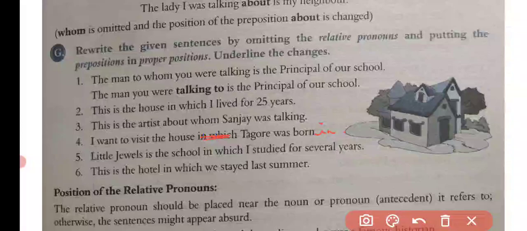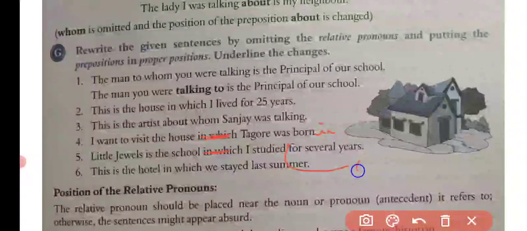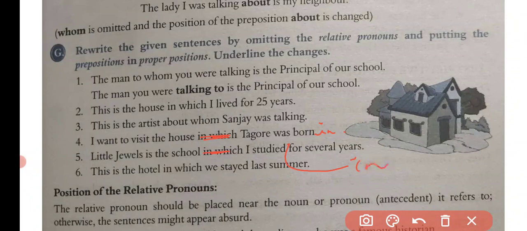Little Jewels is the school in which I studied for several years. So in which, in is preposition, which is relative pronoun, we have to remove from here, we have to adjust that at the proper position, right? So Little Jewels is the school I studied for several years. So I studied in. So here after studied you will add in. So the sentence will be like this: Little Jewels is the school I studied in for several years. So that is the correct formation of the sentence by using the prepositions here instead of relative pronouns.